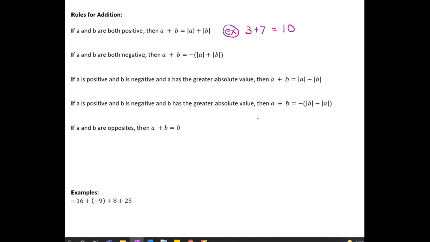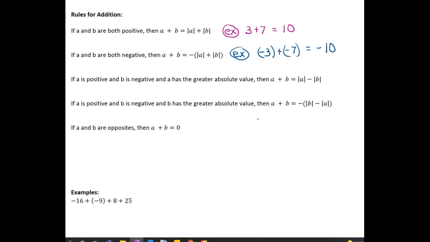On the other hand, if I have two negative numbers that I'm adding, notice that the rule says it's the opposite of the addition of the two absolute values. So for example, if I had a negative 3 plus a negative 7, I would still be adding 3 and 7 to get 10, but I would keep the sign negative, knowing that when I add two negatives, the sum is a negative. All right, let's move on to when we have different signs.